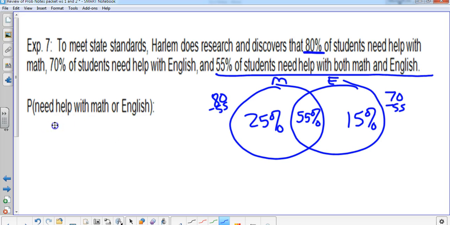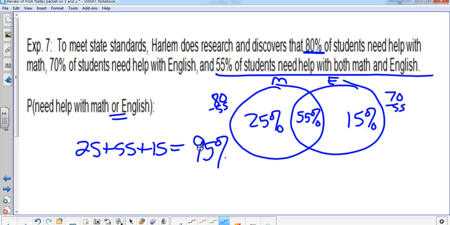Now, what is the probability that someone needs help with math or English? And when they say or, they mean or both. Okay? What's the chance that you need help with math or English or both is what they're really asking here.